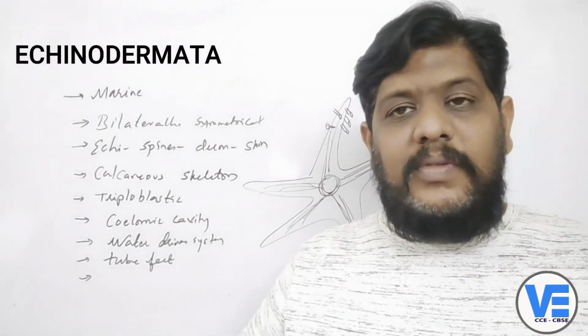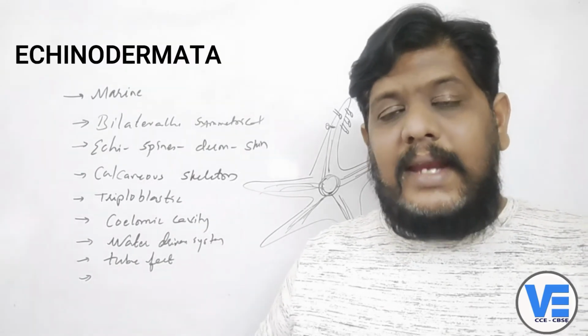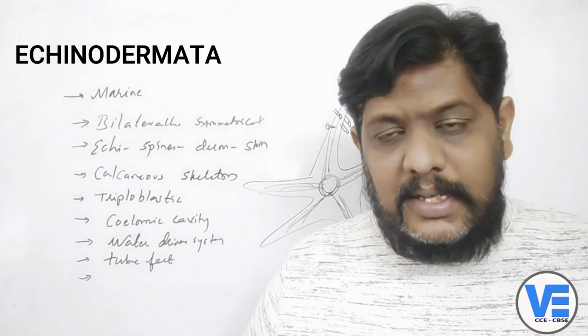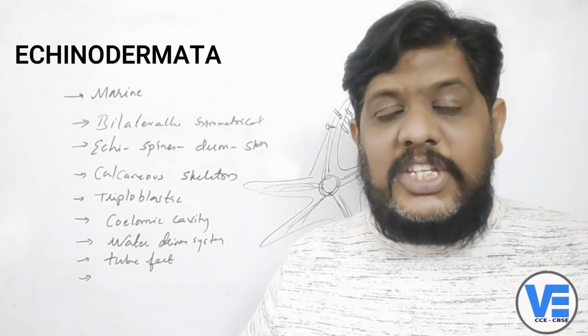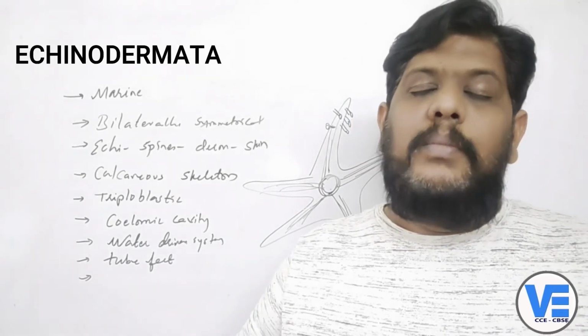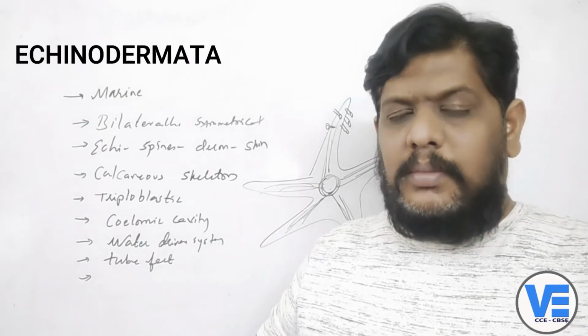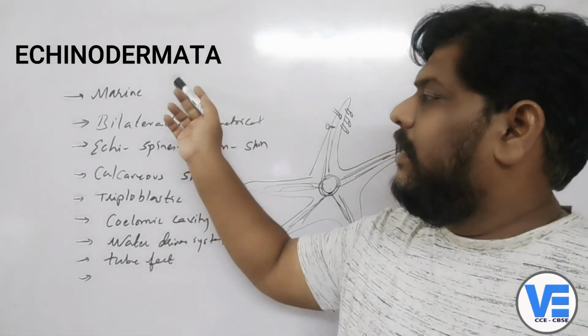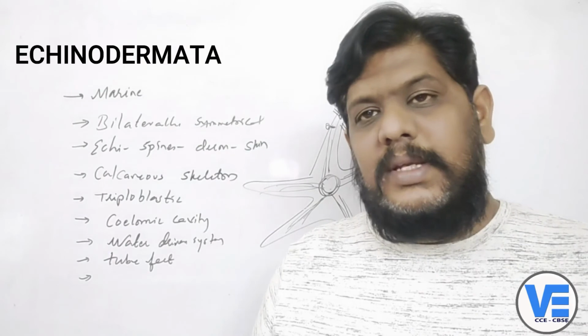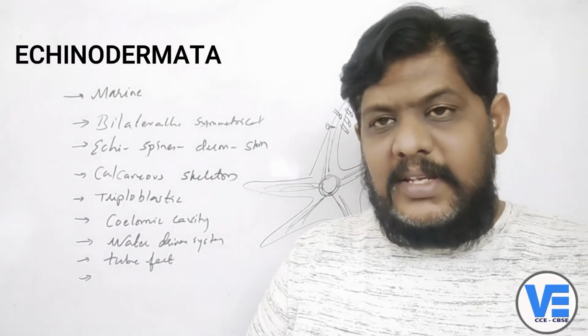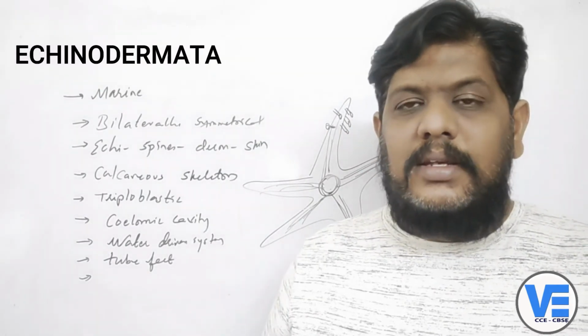So they locomote with the help of tube feet, and they respire with the help of gills, and also they have the power of regeneration. They can regenerate the parts if they are lost. Okay, so these are all the different characters which you can see in the Echinodermata. Is it fine, children? Okay, shall we go to the next?